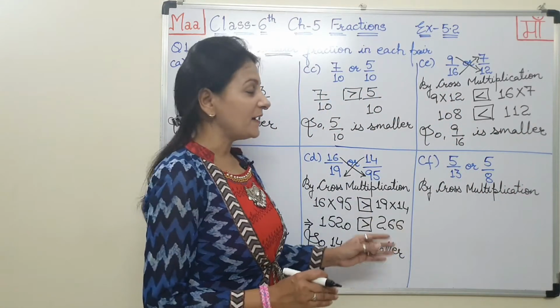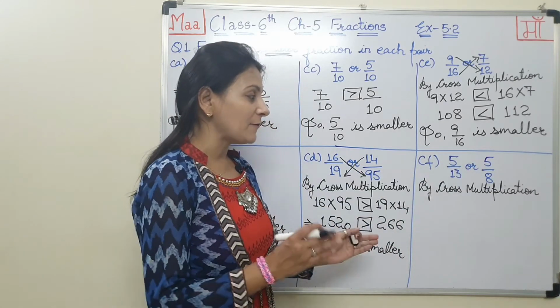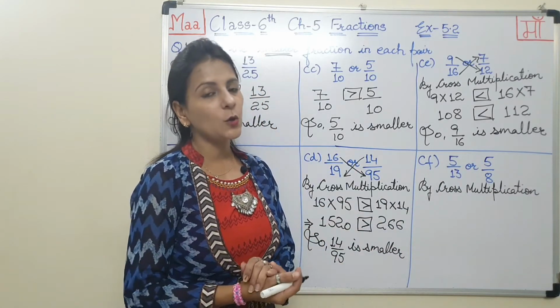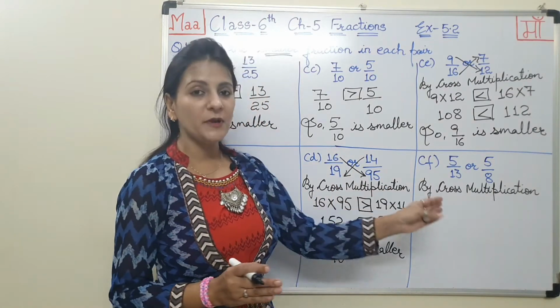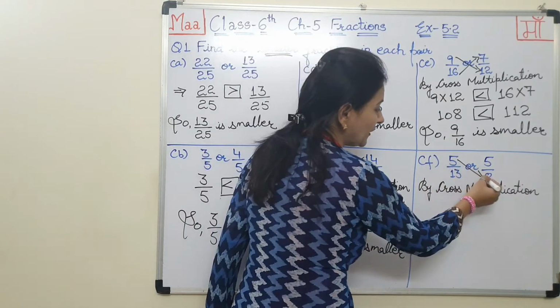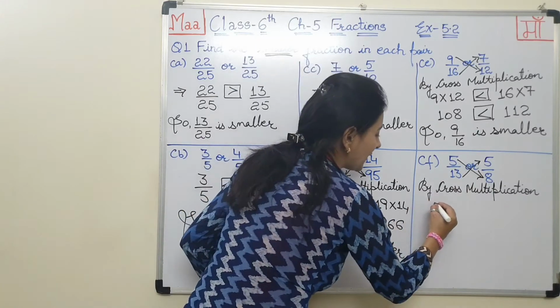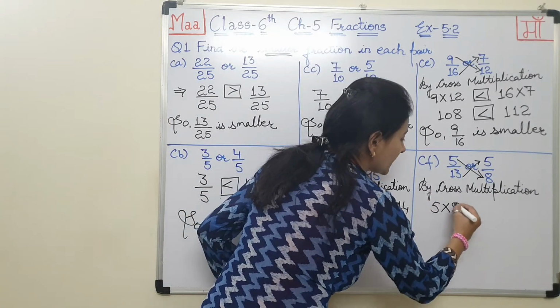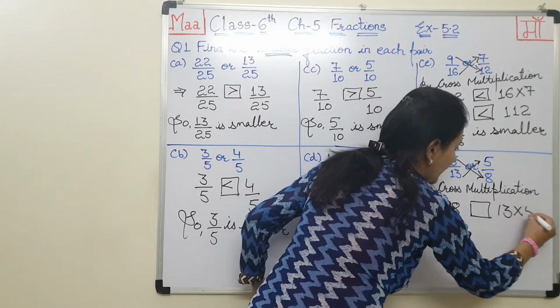ओके, सो नाउ पार्ट F. इट इज 5 upon 13 और 5 upon 8. 5 upon 13 और 5 upon 8 में से कौन सा फ्रैक्शन है जो स्मॉलर है? सो नाउ अगेन डिनोमिनेटर आर डिफरेंट, सो वी विल डू द क्रॉस मल्टीप्लीकेशन. सो 5 विल बी मल्टीप्लाइड बाय 8 एंड 13 विल बी मल्टीप्लाइड बाय 5. तो जब आप 5 को 8 से मल्टीप्लाई करेंगे इस तरफ, एंड अदर साइड यू विल मल्टीप्लाई 13 एंड 5.